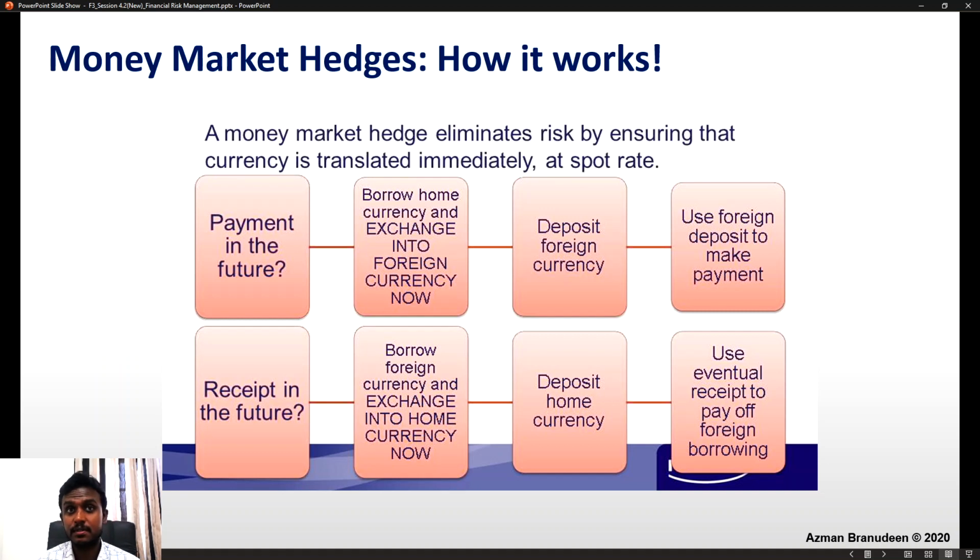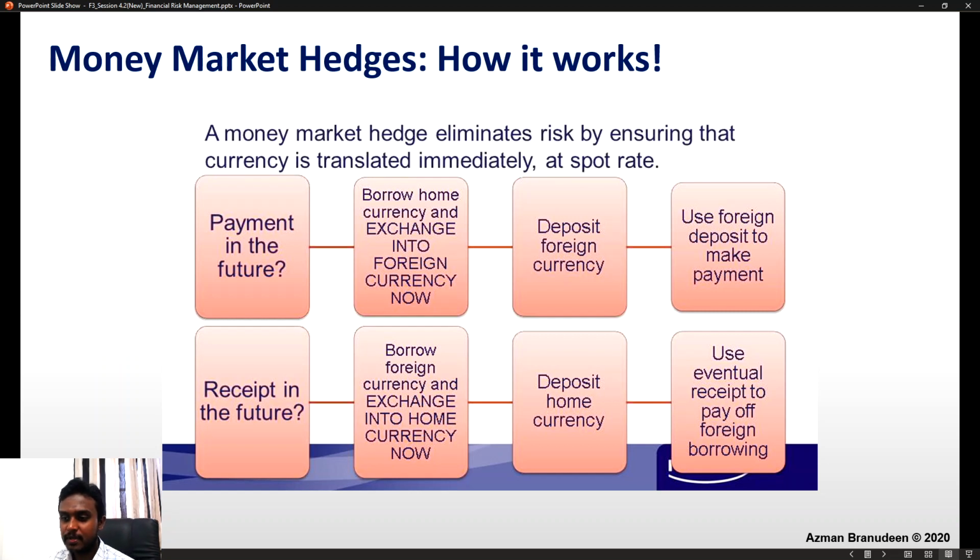So for example, here if you have a payment in the future, you borrow the home currency, right? Your commitment is you have a payment to make in the future. So what do you do today? You borrow the home currency and exchange it into the foreign currency now. Then you deposit that foreign currency and wait. At the future date, you use that grown foreign currency deposit and make your payment. That's how you deal with that situation.